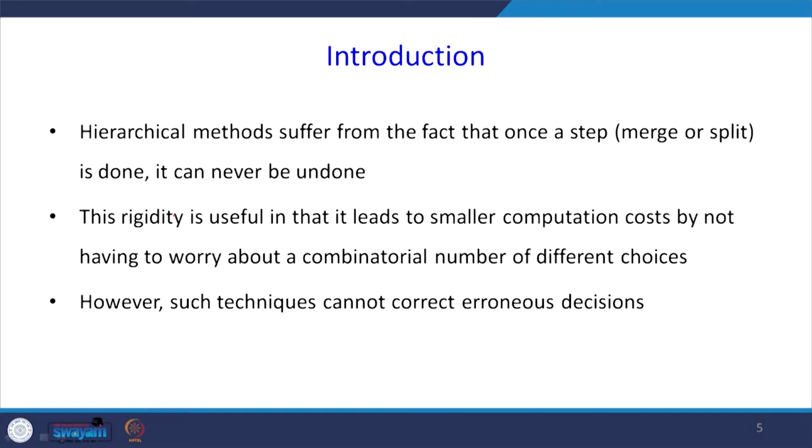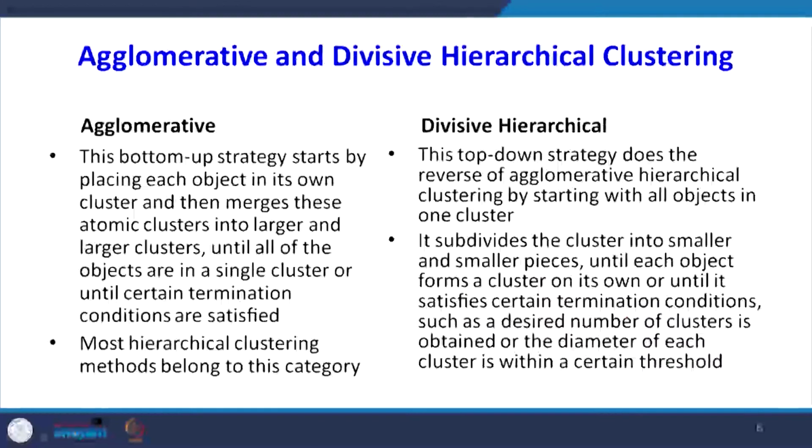Hierarchical methods suffer from the fact that once a step is done, it can never be undone. So, the problem with the hierarchical cluster is once a step is done, you cannot go back and correct the mistake. This rigidity is useful in that it leads to smaller computation cost by not having to worry about a combinatorial number of different choices. However, such techniques cannot correct erroneous decisions. That is the only drawback of these hierarchical methods.